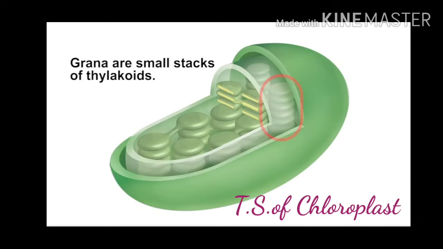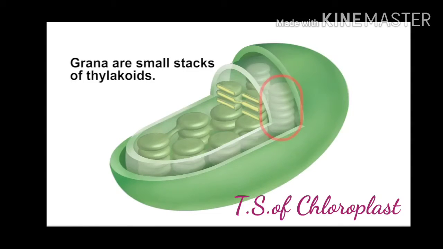So this stack of thylakoids is called a granum. Granum is singular. Like that, many stacks of thylakoids are present, and the plural of granum is grana. A single unit coin-like structure is called a thylakoid. These thylakoids or granum are the site where the light reaction takes place.